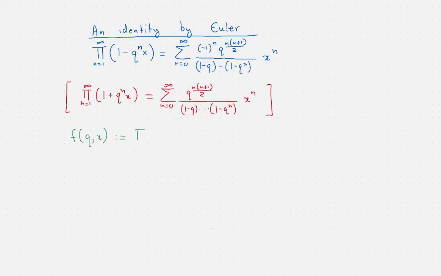And of course, it can be written in the form sum from n equals 0 to infinity of some polynomials u_n of q times x to the n. And pretty much the point of the proof is to show that this polynomial is exactly this expression up here.